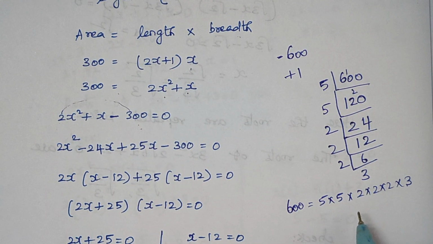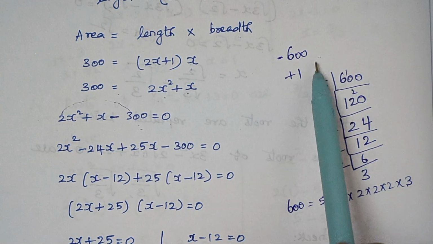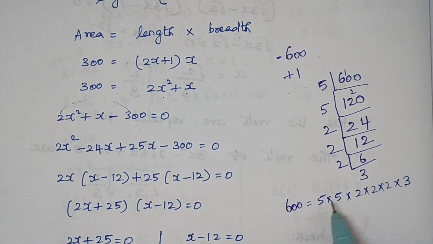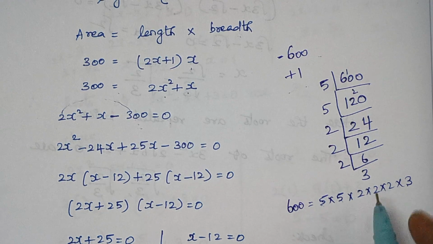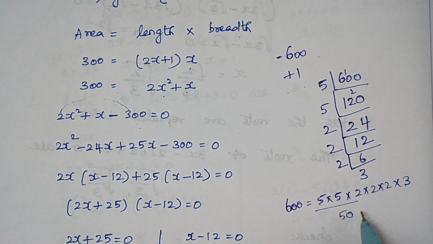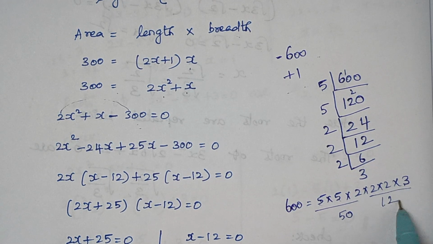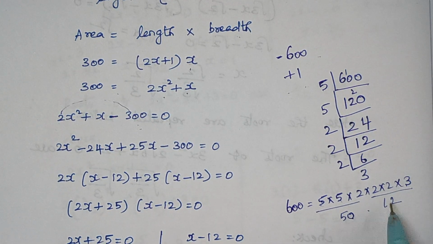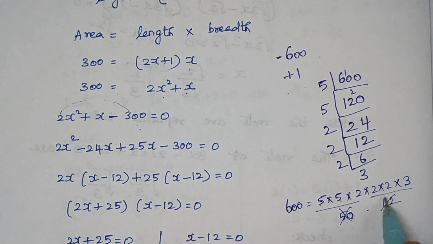Now we have to select two numbers in such a way that when you multiply you get 600, and when you add you get plus 1. So here 5 5s are 25, and 25 2s are 50. If you take this number, here you have 50, and 2 2s are 4 and 4 3s are 12. So 50 into 12 will give you 600, but when you subtract 50 and 12 you won't get plus 1. So this is not the correct choice.